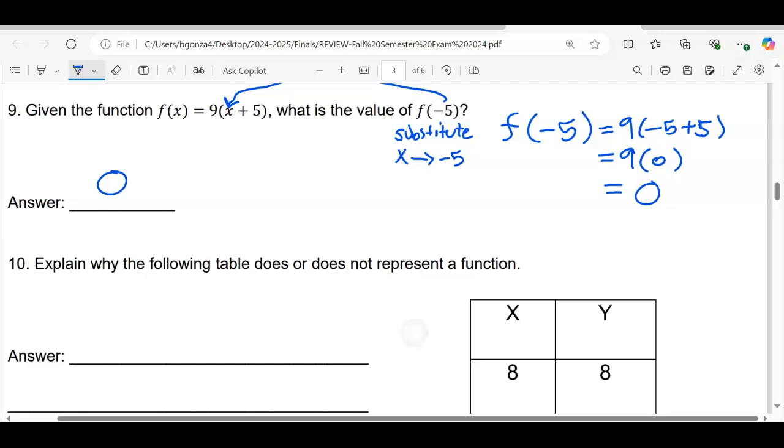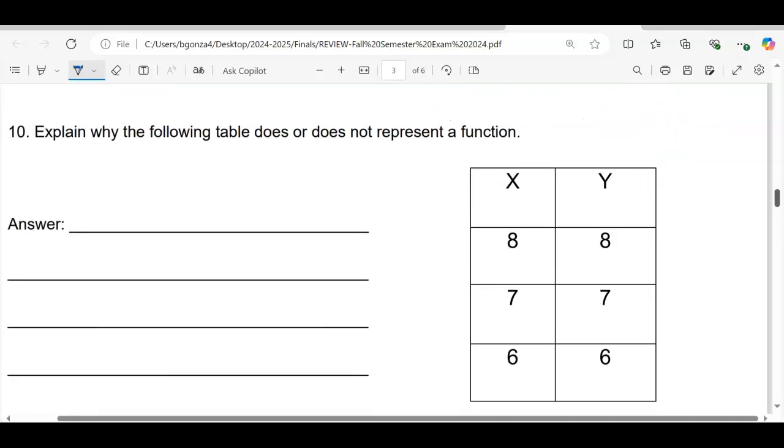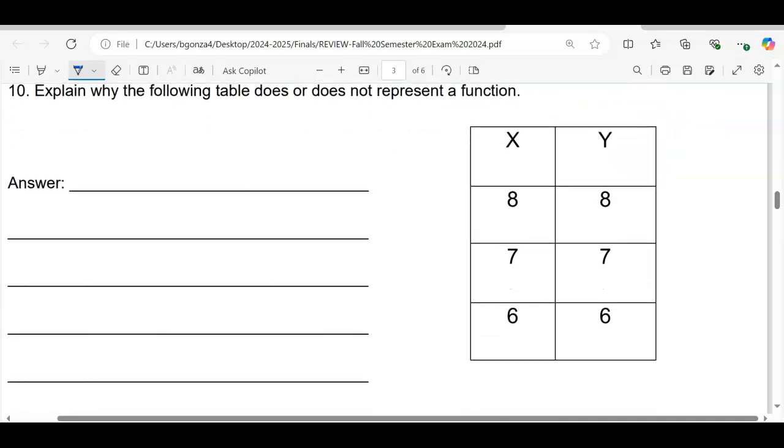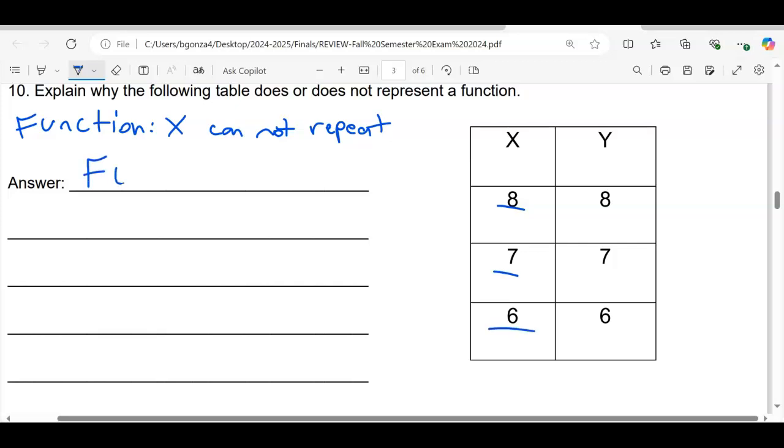Explain why the following table does not represent a function. Does or does not. So remember, for a function, x cannot repeat. So I got 8, 7, 6. It's a function. Yes, it is. Why? X does not repeat.